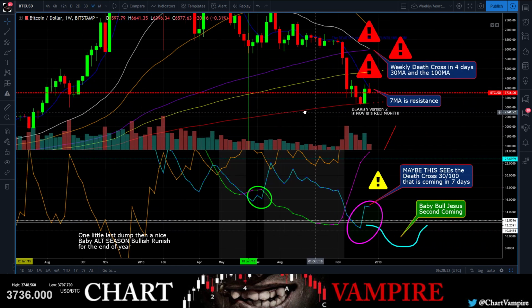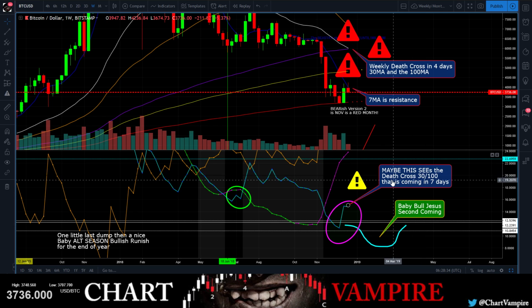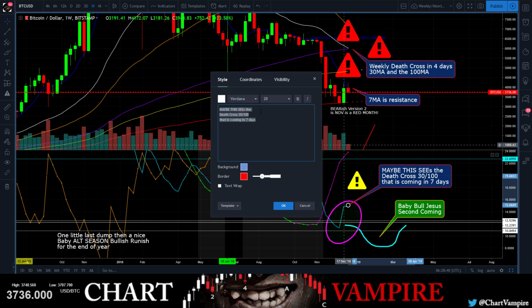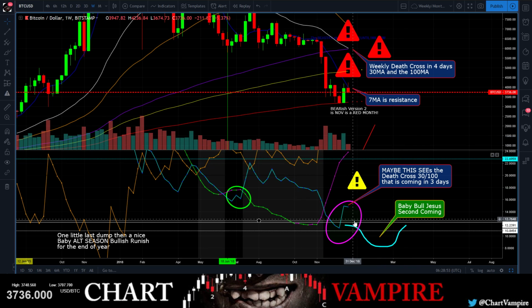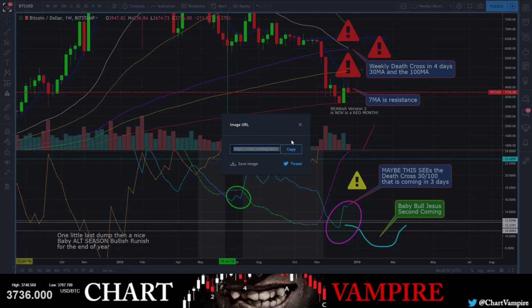Okay, so this is one of the things we said. We said maybe this sees the death cross on the 3100 that's coming in less days. So this is our weekly. Today's Thursday. Thursday, Friday, Saturday, Sunday, 3 days, is that right? Maybe this sees this death cross that's coming in 3 days.